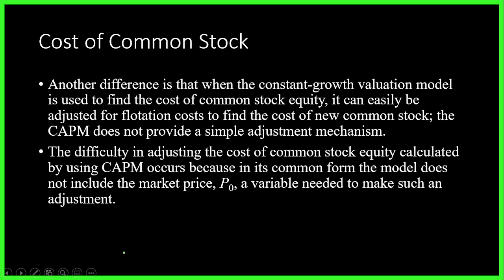Another difference is that when the constant growth valuation model is used to find the cost of common stock equity, it can easily be adjusted for flotation costs, okay, to find the cost of the new common stock. While for CAPM, you cannot make any adjustments for flotation costs. The difficulty in adjusting the cost of common stock equity calculated using CAPM occurs because in its common form, the model does not include the market price, which is a variable needed in the adjustment.